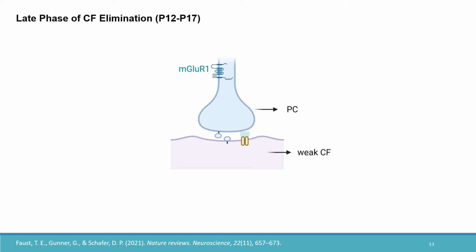The late phase of CF elimination occurs between postnatal day 12 and 17. In the first mechanism, activation of a metabotropic glutamate receptor signaling stimulates the expression of semaphorin 7A, which can bind to plexin C1 on the weak fiber to favor its elimination. In the second mechanism, the Purkinje cell releases BDNF, which must bind to TrkB receptor. However, throughout development, the expression of TrkB on weak fibers may decrease, which causes lack of trophic support.